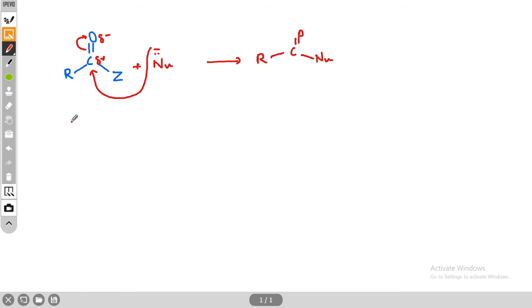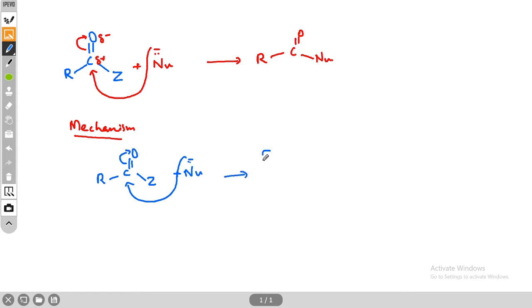So let us have the general mechanism. This reaction is taking place in two steps. Step 1 is the addition of this nucleophile to R, C double bond O, Z. The nucleophile is attacking. Nucleophile will have a negative charge or lone pair. It will attack at the carbonyl carbon and this electron will shift towards here. And we have an intermediate like this, R, C, O minus, here Z will be there, and here this nucleophile will be there. So an intermediate is formed in step 1.